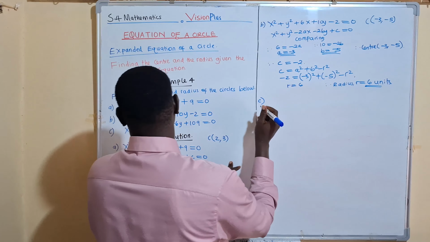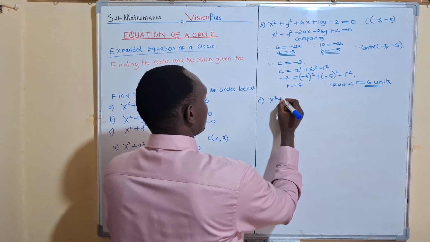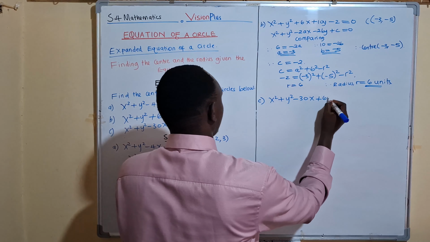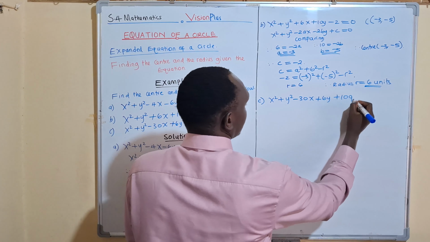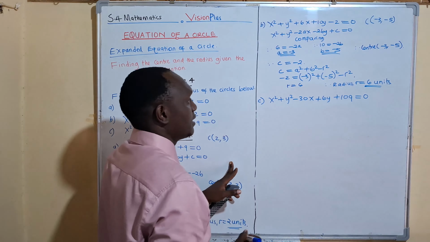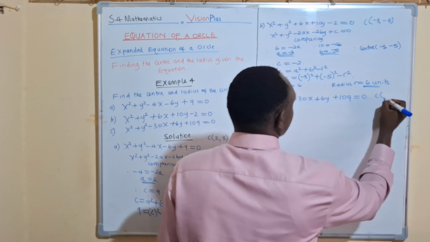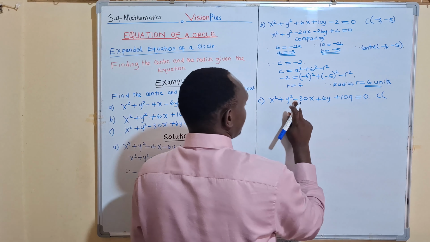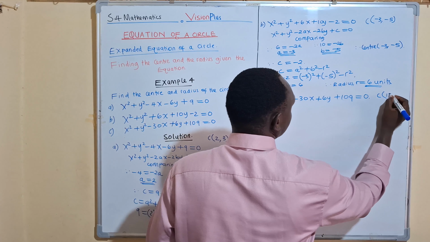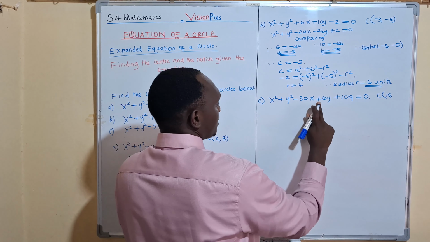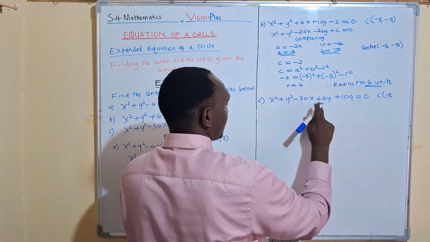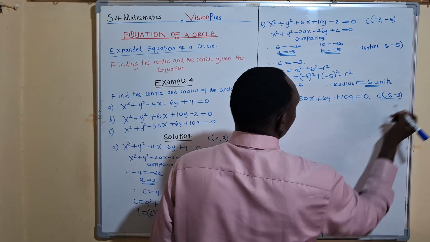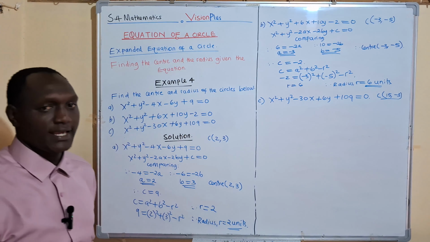Finally, part C is x squared plus y squared minus 30x plus 6y plus 109 equals 0. How do we assess? Just by mere assessment. This one has occurred as negative, so we'll make it positive. Positive 30 divided by 2, 15. This one has occurred as positive, so we'll make it negative. Negative 6 divided by 2 is negative 3. So these are the coordinates of the center that we are going to find.